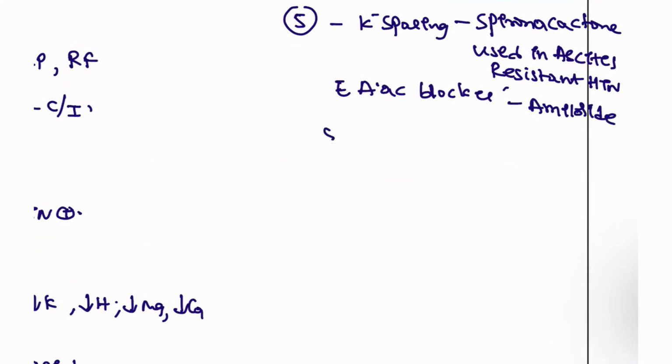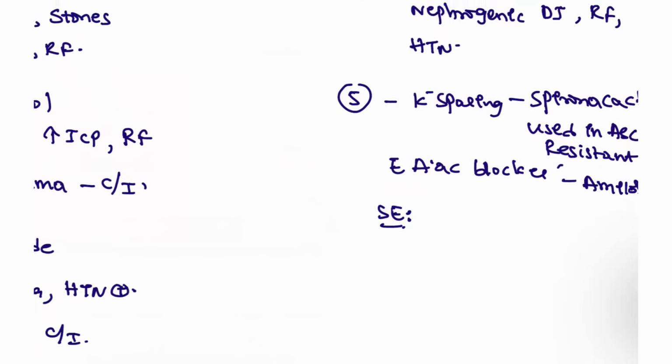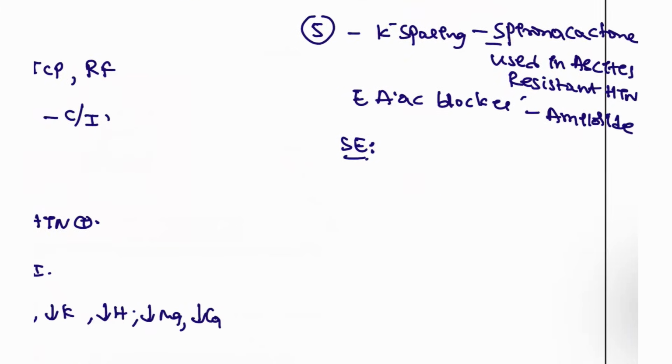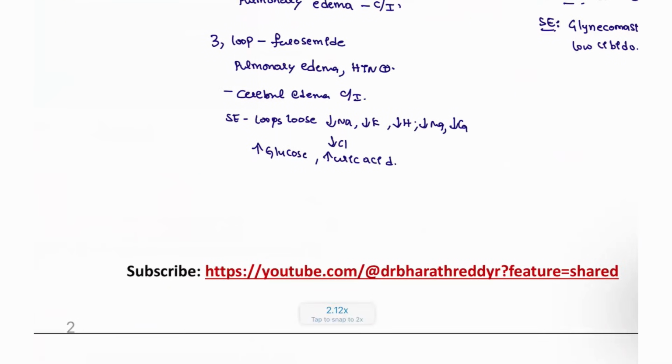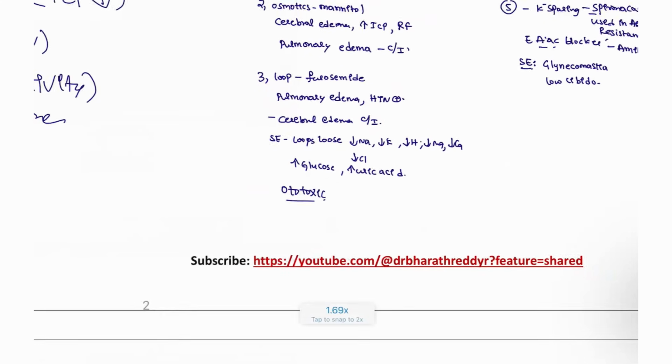As for the side effects of these drugs, those patients taking spironolactone have a high risk of gynecomastia. They also act on the ENaC channel blockers. Low libido can also be seen in these patients. Next, loop diuretics: another point you have to remember is that they are ototoxic drugs.